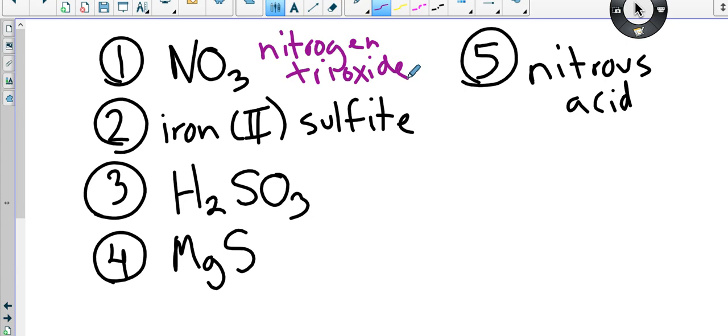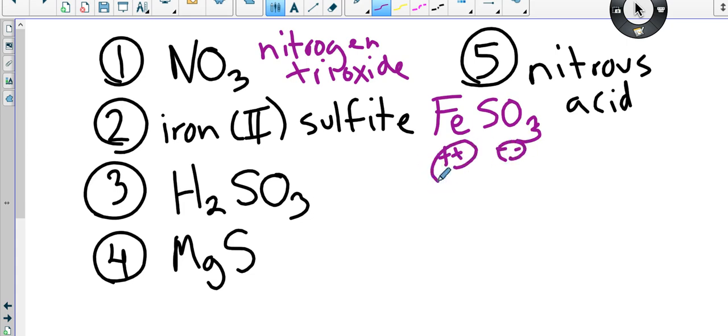Number 2, iron sulfite. Robin, what'd you get? Sulfate is SO4, so sulfite is SO3. And it's neutral because this is 2 plus and that's 2 minus. So it's right with just one of each. Good? Be careful, now you can use the back of that periodic table, so on Friday, check yourself before you wreck yourself. Kyra, what did you get for number 3?